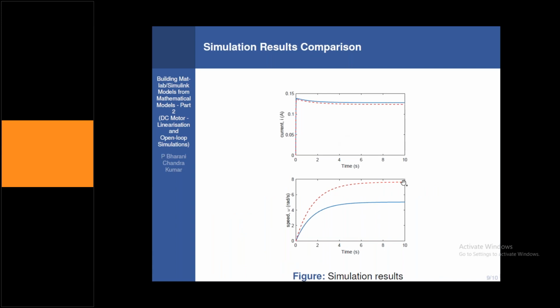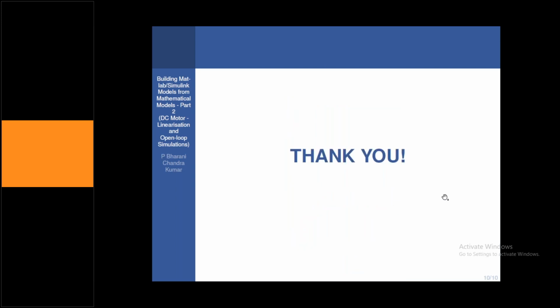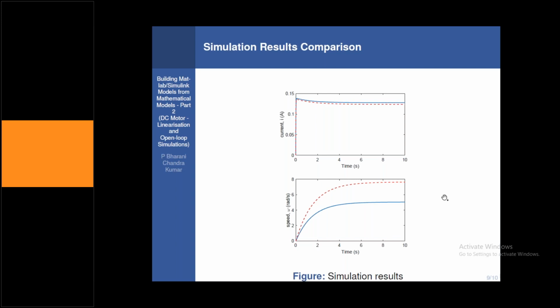So you can see that obviously, since the linearization, you had done the linearization around the operating point of 0.1 and 1, and we are expecting the open loop is going to 4, so that's why there is this marginal error. So this is about the building of the linear model from the nonlinear model.